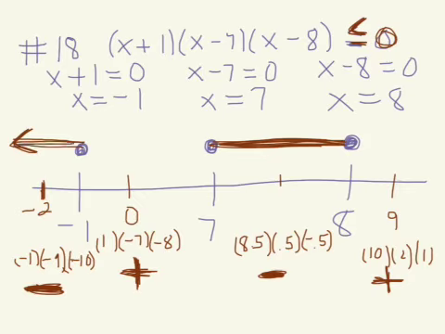And if we're doing our interval notation, we have -infinity, comma, -1, and we have a bracket because that value of -1 is included, union with 7 to 8. And those values are included because we can be equal to those.